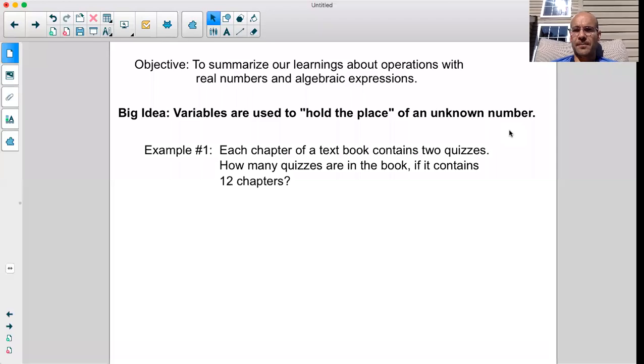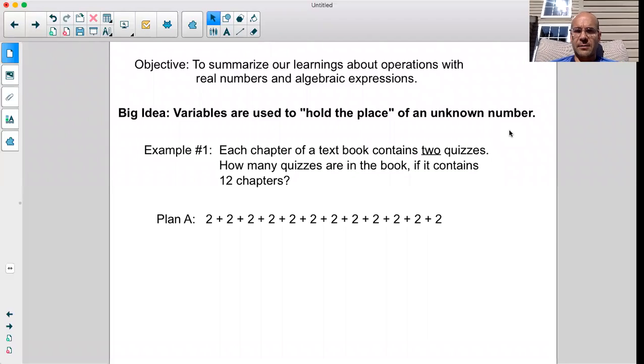To try to illustrate that, an example, no variables needed here, because every chapter of a textbook contains 2 quizzes. How many quizzes are in the book if it contains 12 chapters? So this is an elementary school, middle school kind of thing. Depending on the student, they might go with plan A, where they would say, well, if there's 12 chapters and 2 for each, they think of repeated addition, 2 plus 2 plus 2 plus 2, they'd get 24 quizzes in those 12 chapters.